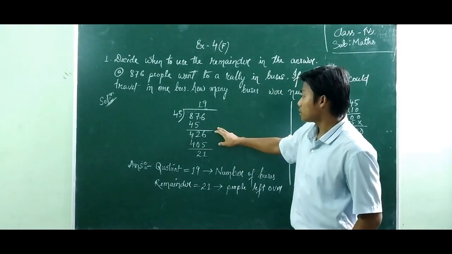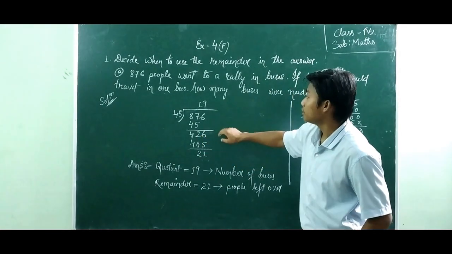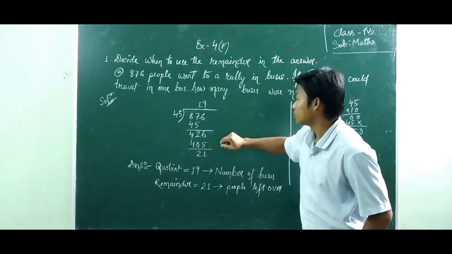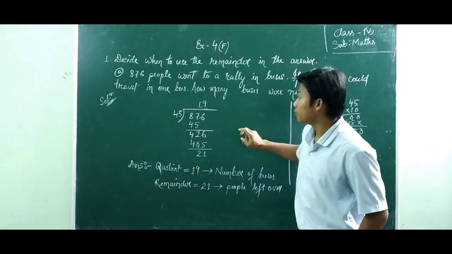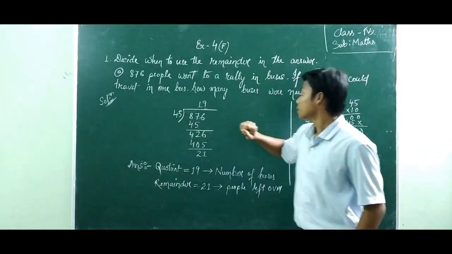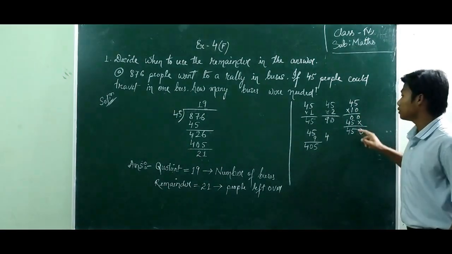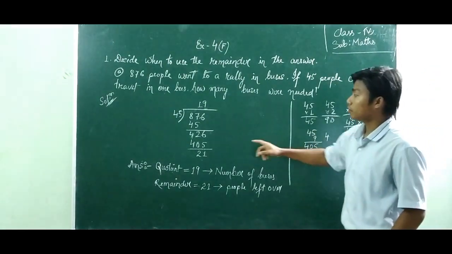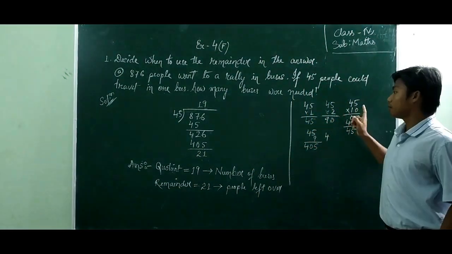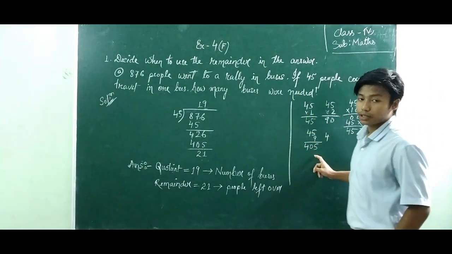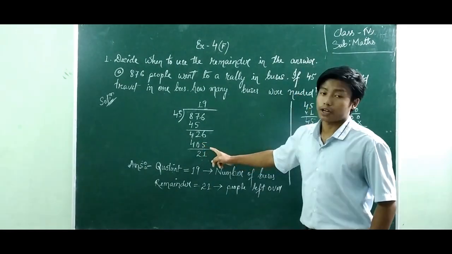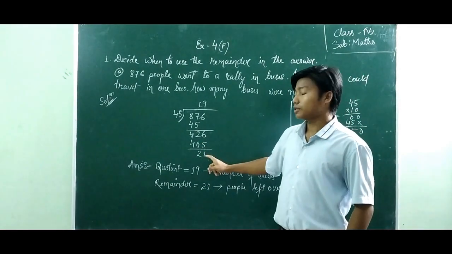In the next line, we have to bring down that 6, so 426. We have to divide 426 by 45. 45 into 10 is 450, which is more than 426. So we have to take 45 into 9, that is 405. If we subtract 405 from 426, we get 21.